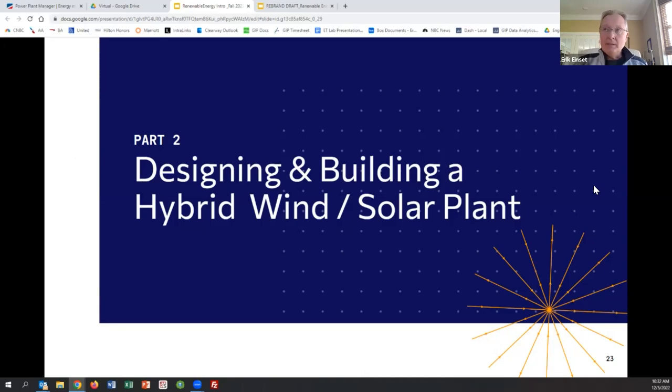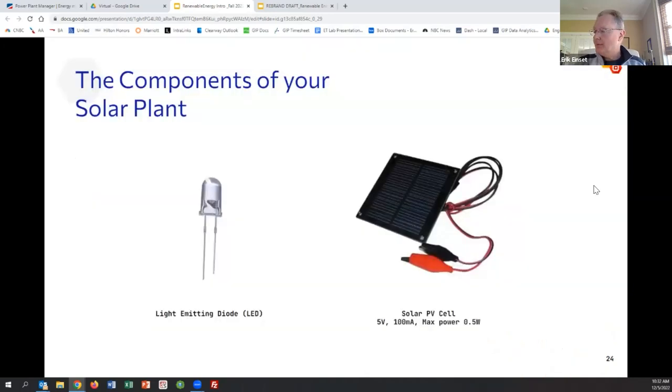We've given you some equipment, some parts to build your own hybrid wind and solar plant. So let me show you what you've got, or what you should have. First of all, you should have a solar cell, and this is a 5-volt solar cell. The nice thing is that it actually has connectors already on it. This is a very simple assembly, really. The other thing that you're going to use is a light emitting diode, an LED.